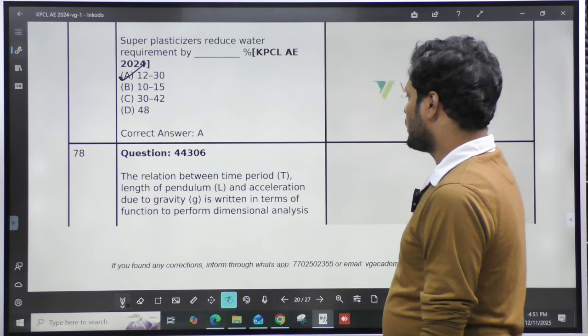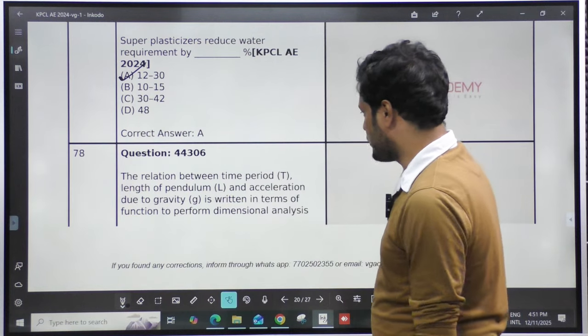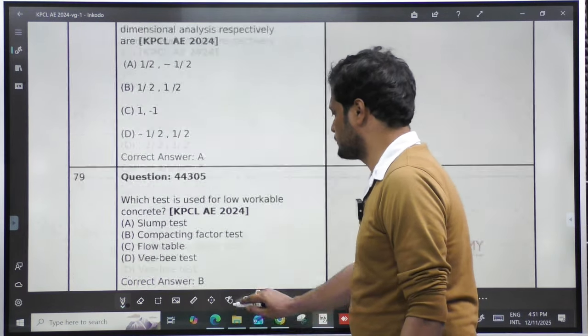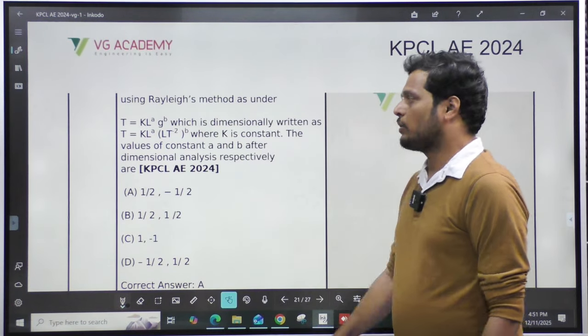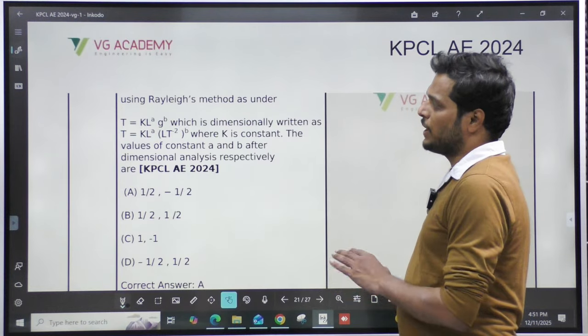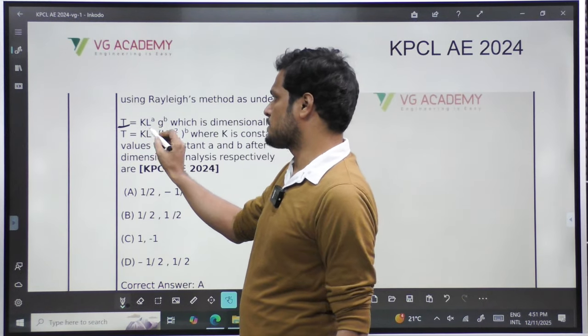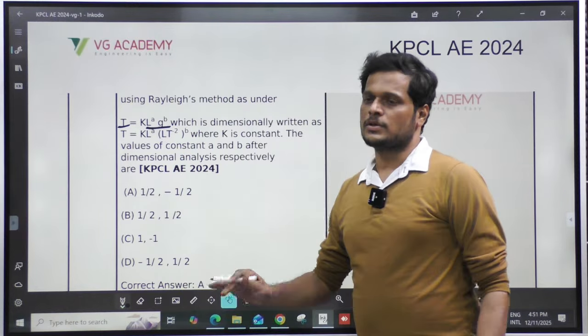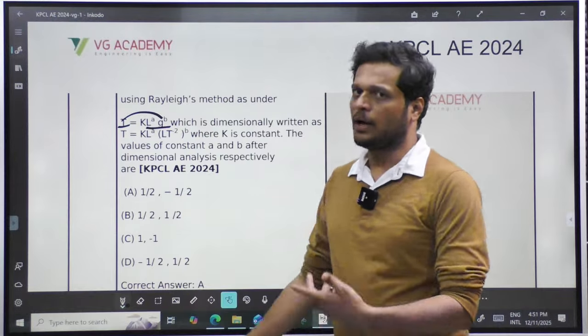The relation between time period, length of pendulum and acceleration due to gravity is written in terms of dimension analysis. Okay, Rayleigh method. So I already told you, whenever you are doing the Rayleigh method, don't simply convert the units and waste the time. So just see what are the variables. This is time, this is length and gravity. So remember any relation you know that is linking gravity and time and apply that.